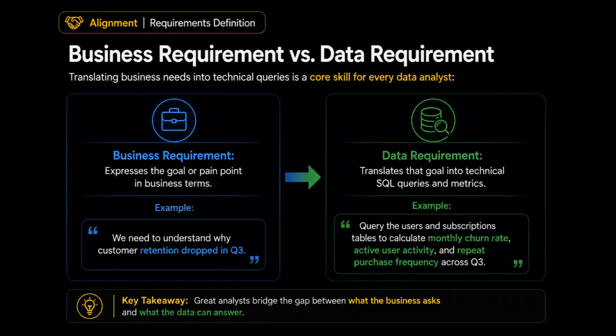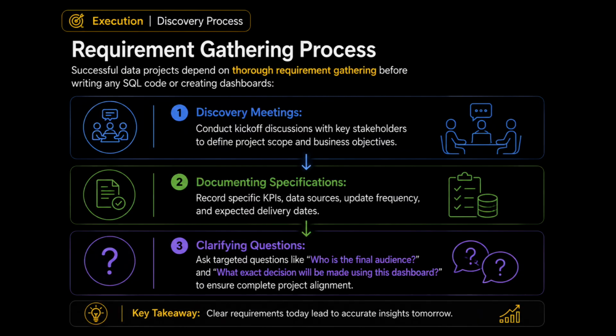A data requirement translates that goal into specific technical queries, datasets, and measurable metrics. In this example, the analyst would query the users and subscriptions tables to calculate the monthly churn rate, analyze active user activity, and measure repeat purchase frequency across the third quarter. The key takeaway is simple. Great data analysts bridge the gap between what the business asks and what the available data can answer. This alignment ensures that the analysis remains relevant, accurate, and actionable.